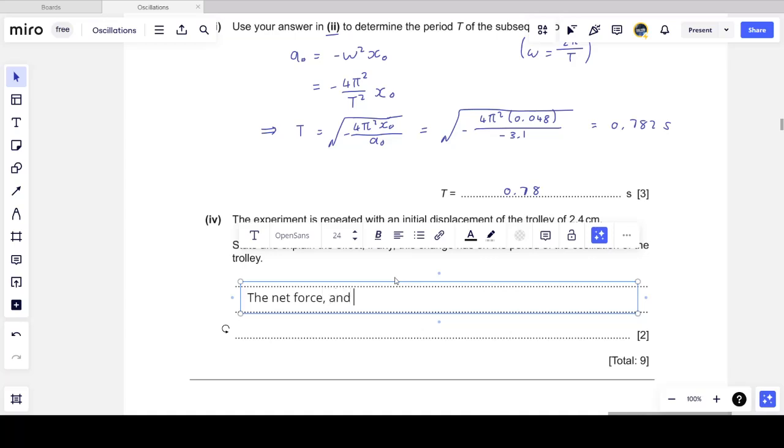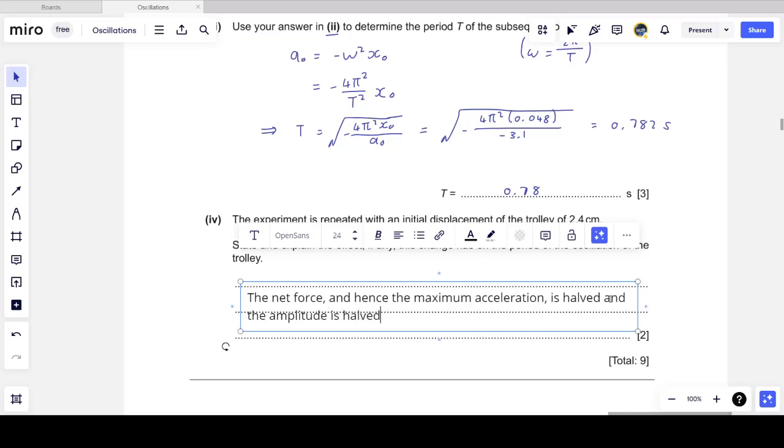So I'm going to say that the net force, and hence the maximum acceleration, is halved. And the amplitude, or the maximum displacement, is also halved. If I look at my equation for the period, I can write the equation down if I want to, I can make reference to the equation, but I don't really need to. Hence, there is no change in period.